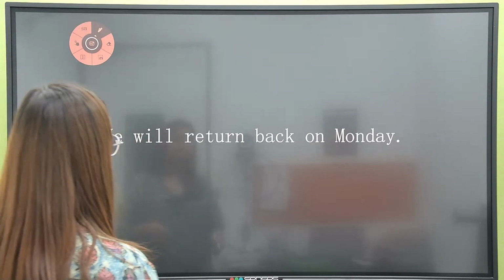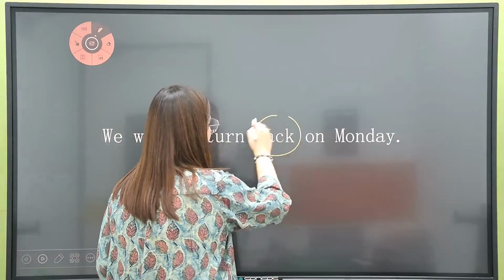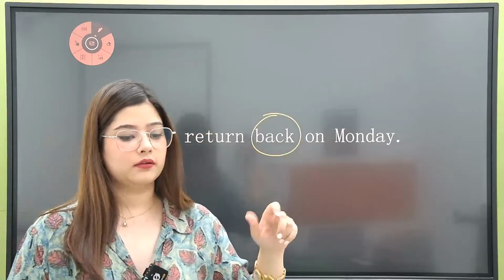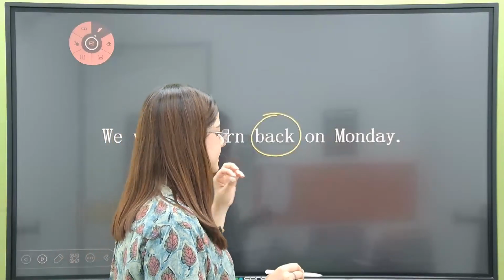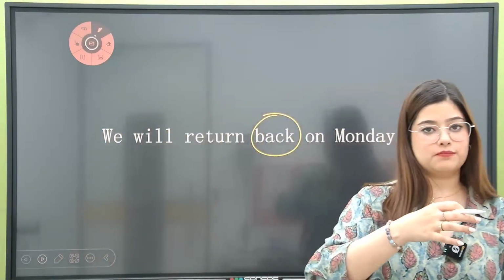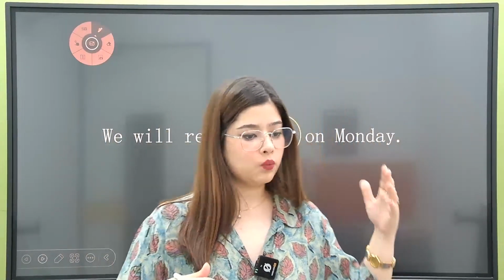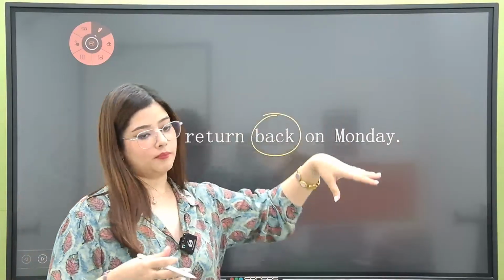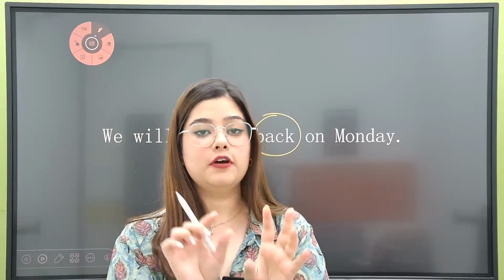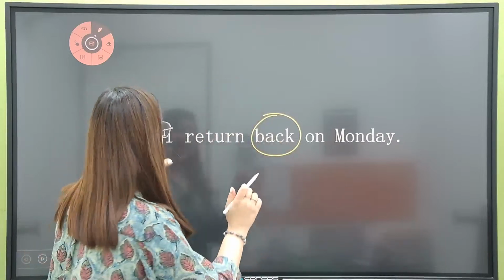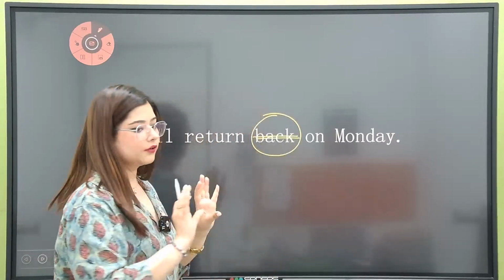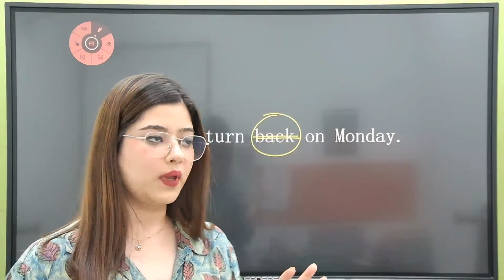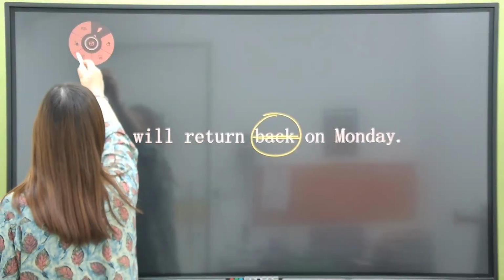Okay, here the use of back is unnecessary and incorrect. Return itself means to come back from some place. So we will come back on Monday. We do not need to add back after return. So we will return on Monday.